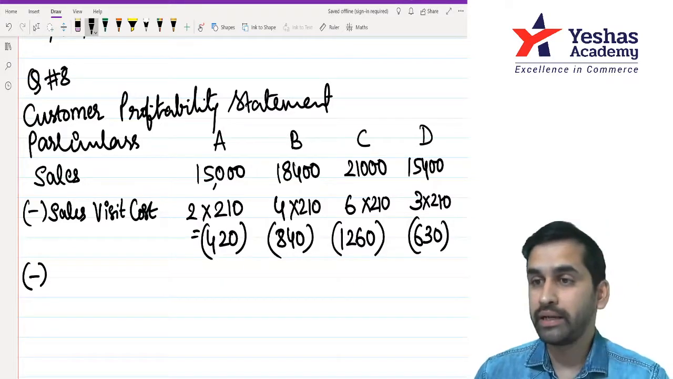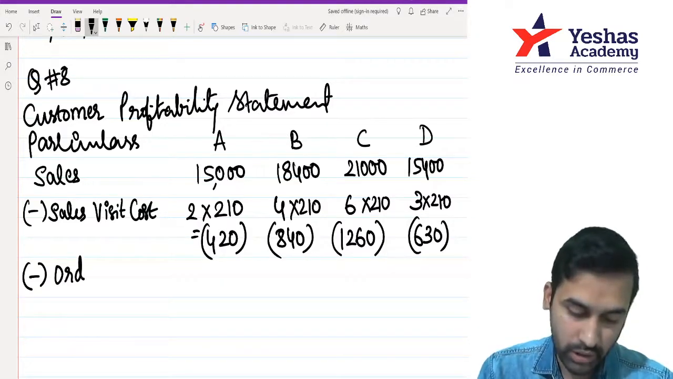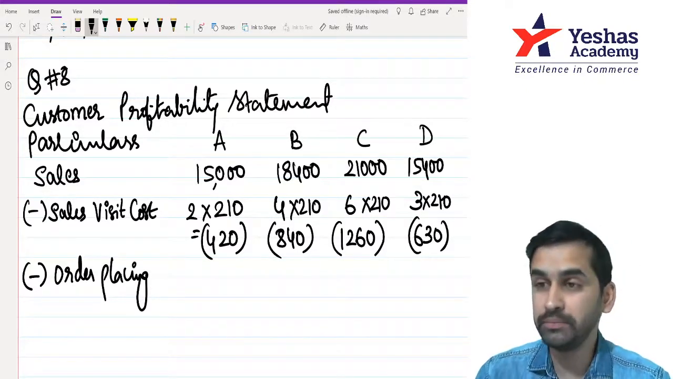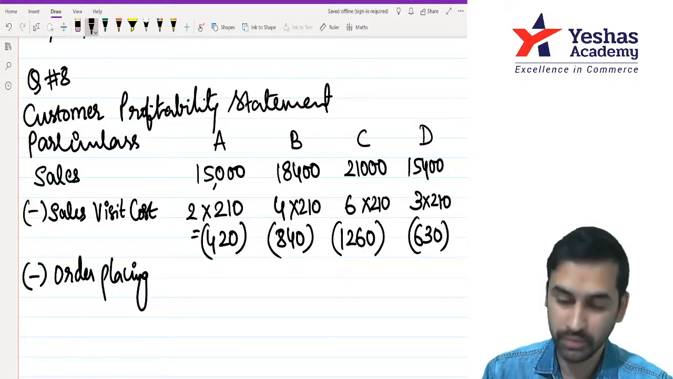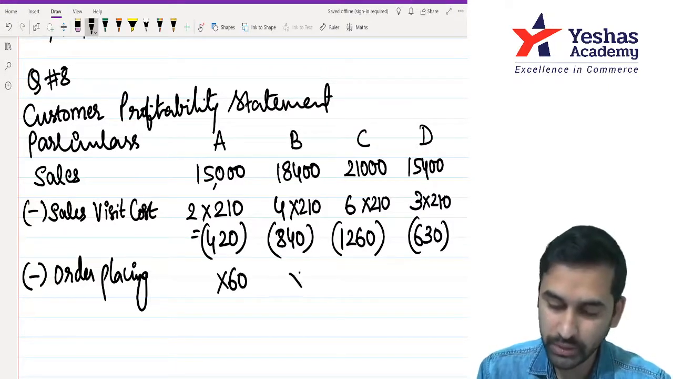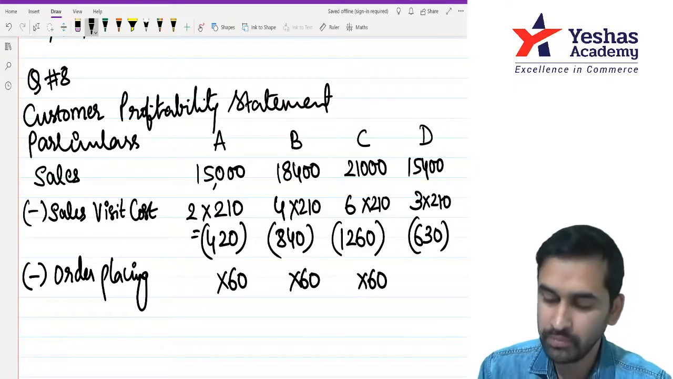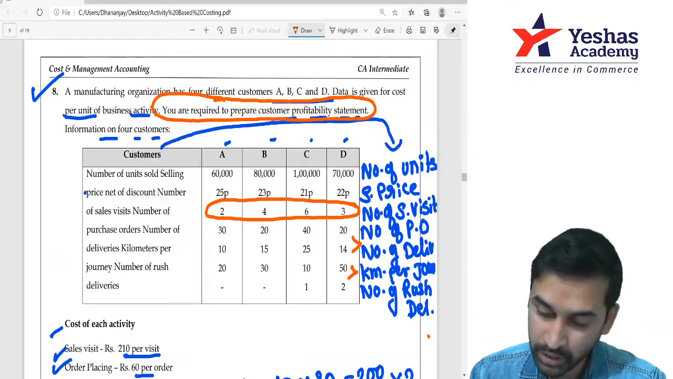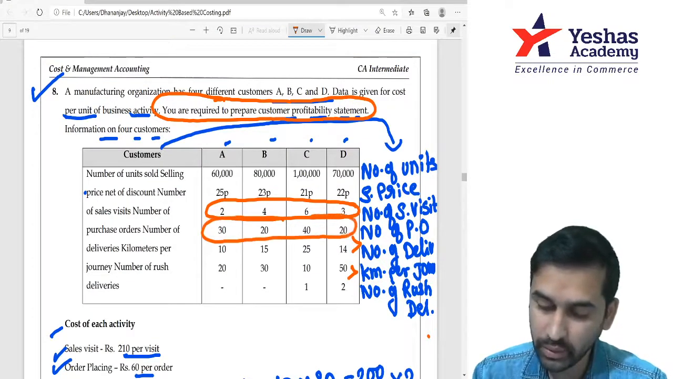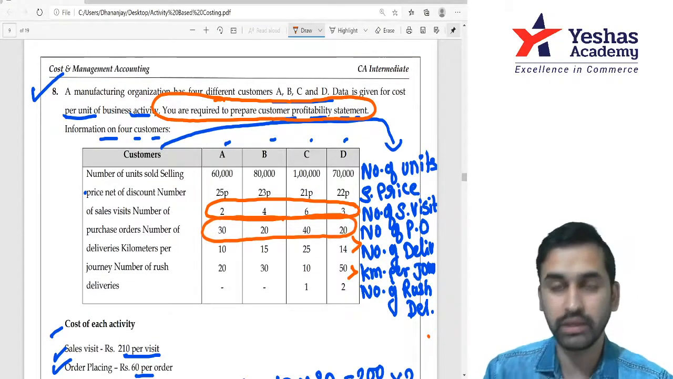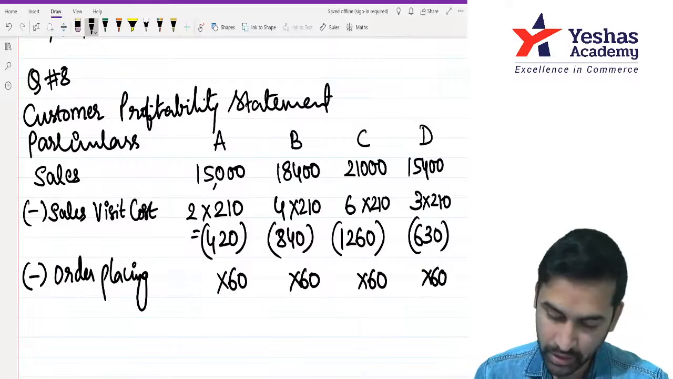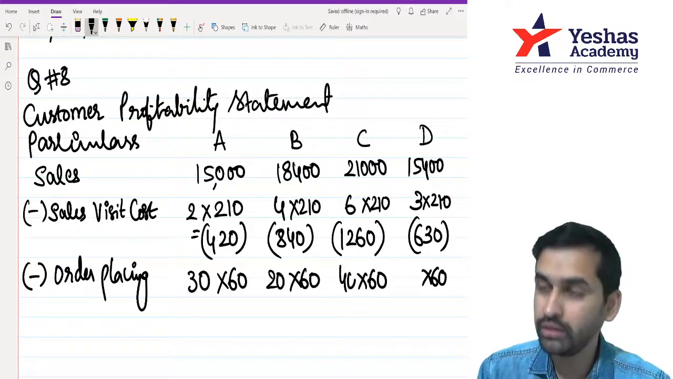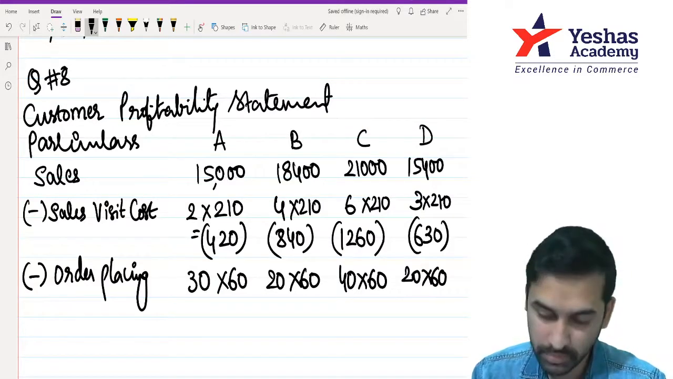Which is the next item? Order placing cost. And what are they saying? 60 per order. So everything into 60. Correct? How many orders? Go back to the question. Purchase orders are here. 30, 20, 40, 20. Here it is. Yes, multiply.